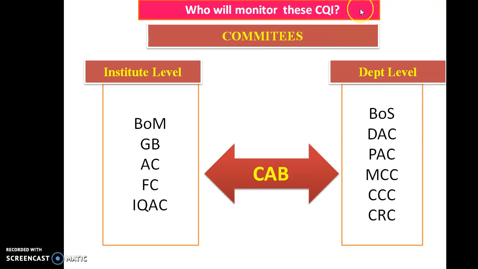To move on this continuous quality improvement, we have various committees at the institute level and the department level, and the CAB is there to interconnect these committees. We have the board of management, the governing body, the academic council, the finance committee, and IQAC. These are the institute level. At the department level, we already discussed the BOS. We have the DAC, PAC, module coordinator, course coordinator, and the class representative committee. These are the department level.